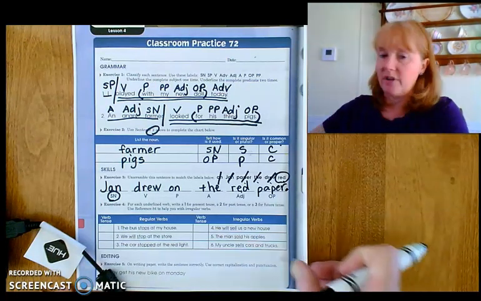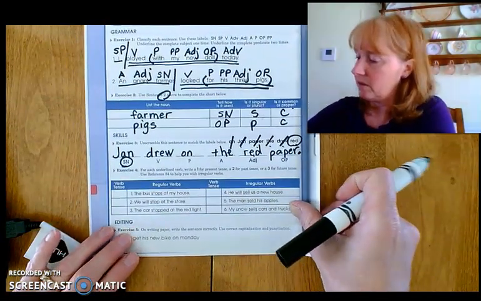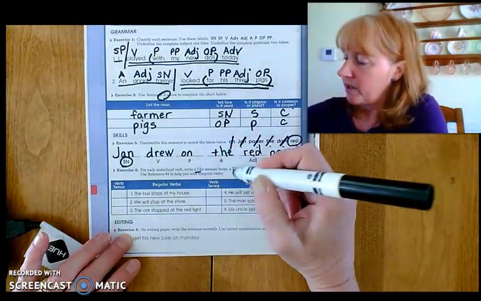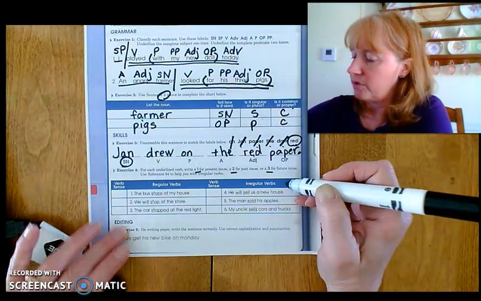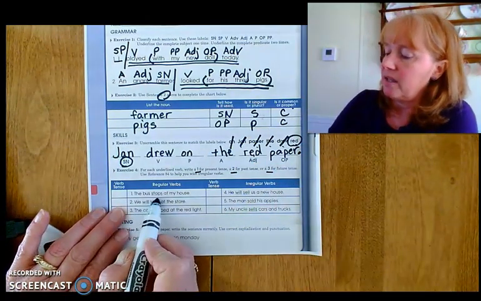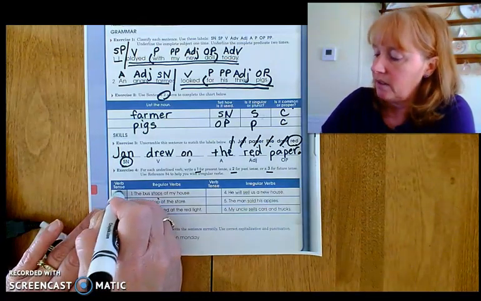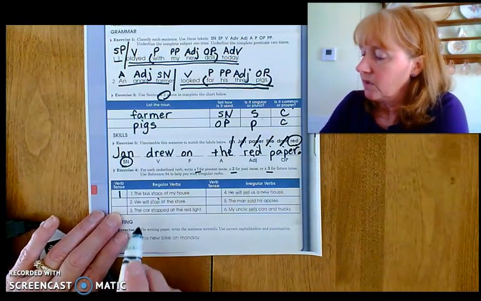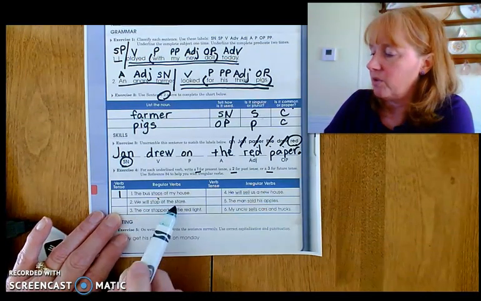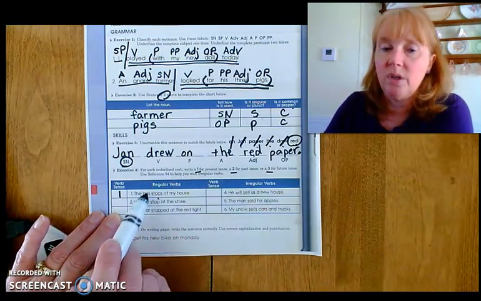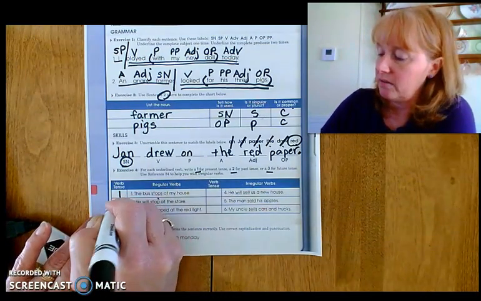Okay, let's work on verb tense. 1 for present, 2 for past, 3 for future. The bus stops at my house. Is that happening right now? Yes. We will stop at the store. Is that future? Will? Yes.